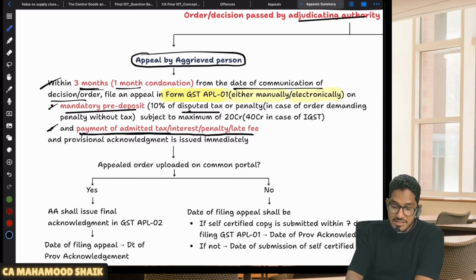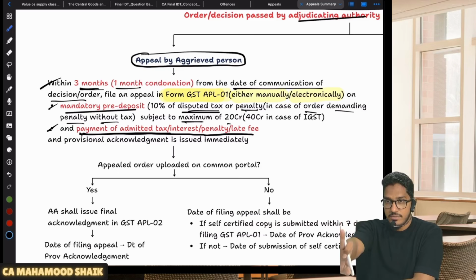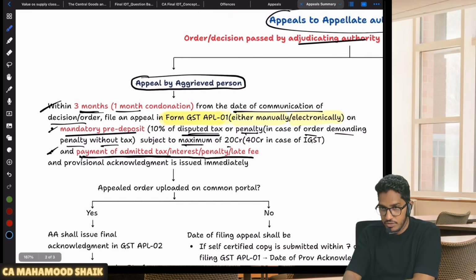Mandatory pre-deposit, how much, sir? 10% of the disputed tax or penalty in case the order is demanding penalty without tax, subject to a maximum of 20 crores. What is the mandatory pre-deposit maximum limit? 20 crore rupees under CGST. If it is IGST, an equal amount of SGST also will come. If it is IGST, maximum 40 crore rupees.